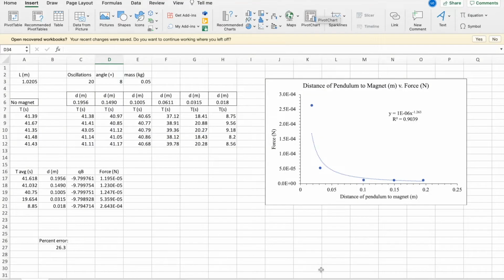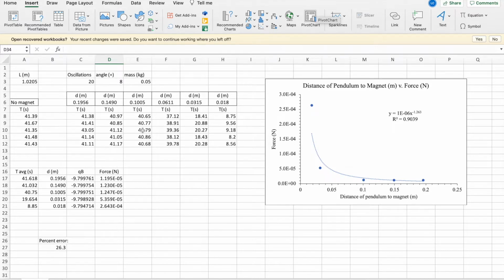All right, so here we are looking at our spreadsheet with our results from our experiments. As you can see, we first ran an experiment with no magnet and got our values for that. We ran 5 different trials for each experiment, so we got 1, 2, 3, 4, 5, 6, 7 different experiments. The 6 over here are experiments that we ran with varying distances of the magnet from the mass on the pendulum. That is what this distance is representing.